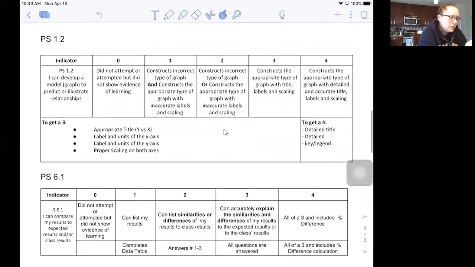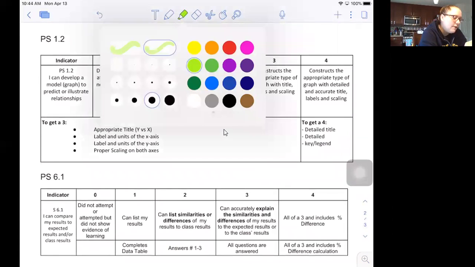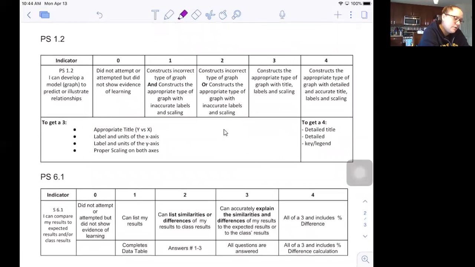Moving on to the last 2. 1.2, that's graphing. So you are going to make a graph, and that graph should have a title, okay? Keep in mind, again, at minimum, the title is Y versus X. If you can bump that up a notch, that would be considered a detailed title, which means if you take out the versus, okay, then it brings you to a detailed title.